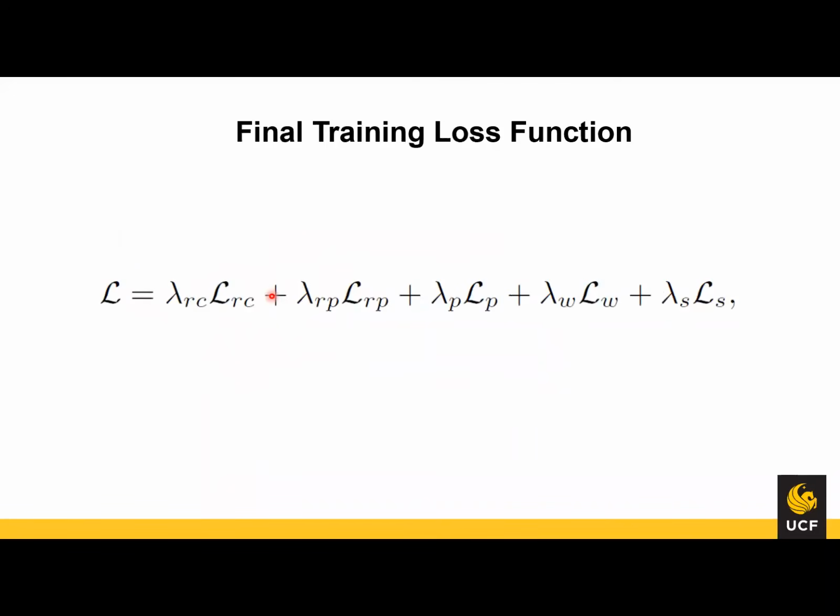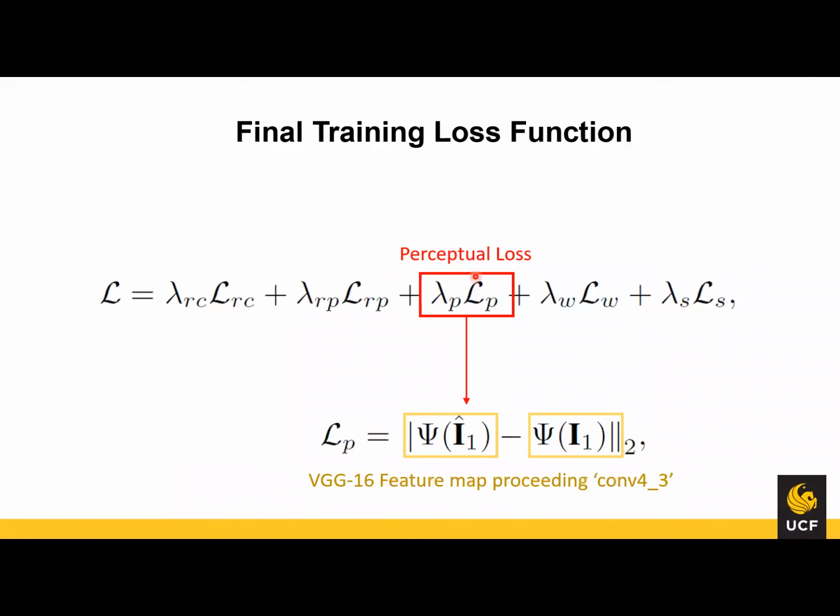All right, so here's our final loss function. We're using a primary objective function, which is what I've just described. And then there are also these additional terms. You have a perception loss.